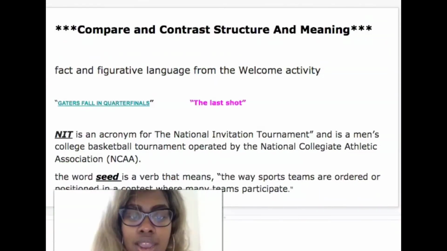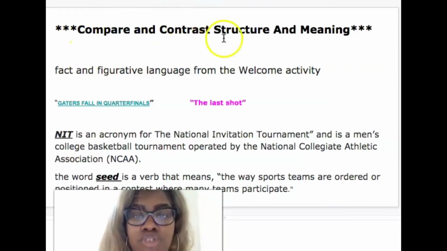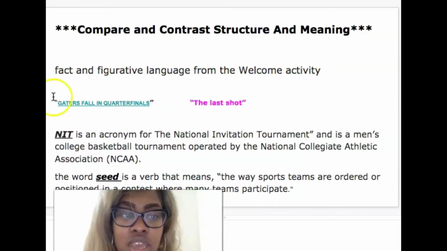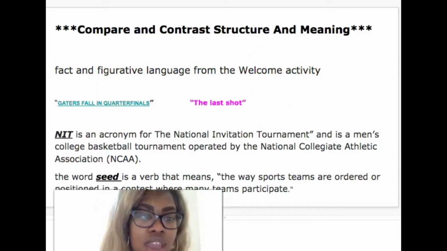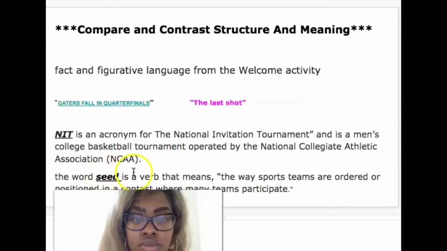All right, guys, so let's continue our learning. Now we're going to go into compare and contrast the structure and meaning. I want you guys to look at the fact and figurative language that you came up with from the beginning activity. Remember, that's when I asked you guys to come up with these facts here, and I told you to add them into the discussion board. Well, that's what we're going to work off going forward for right now.